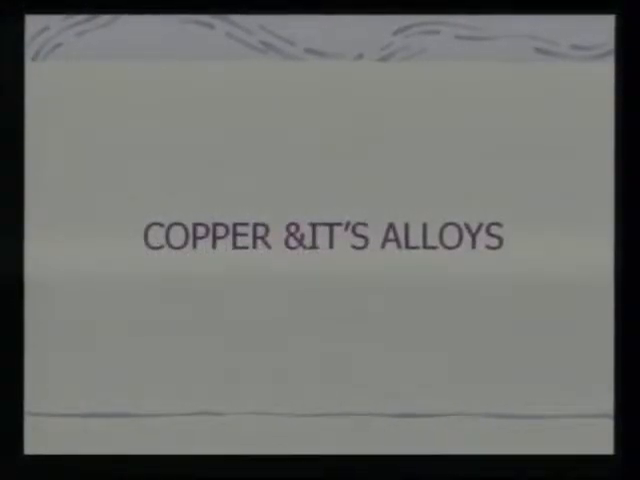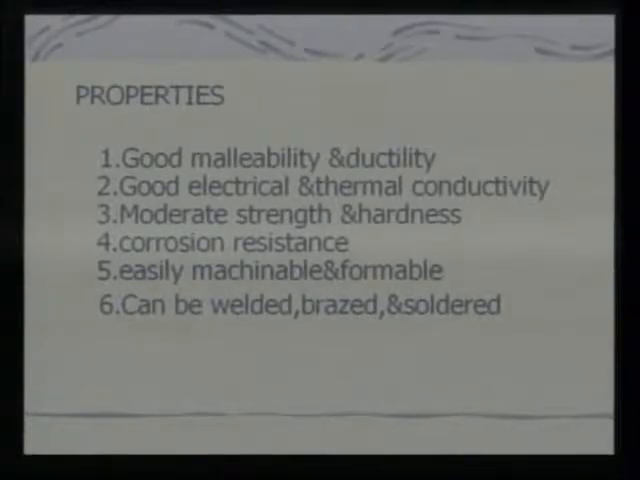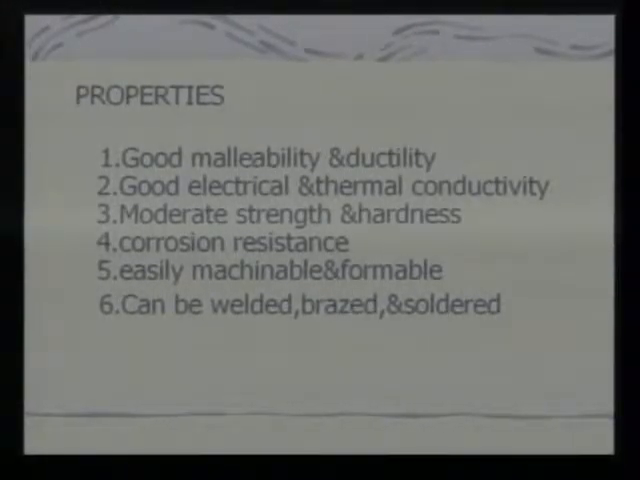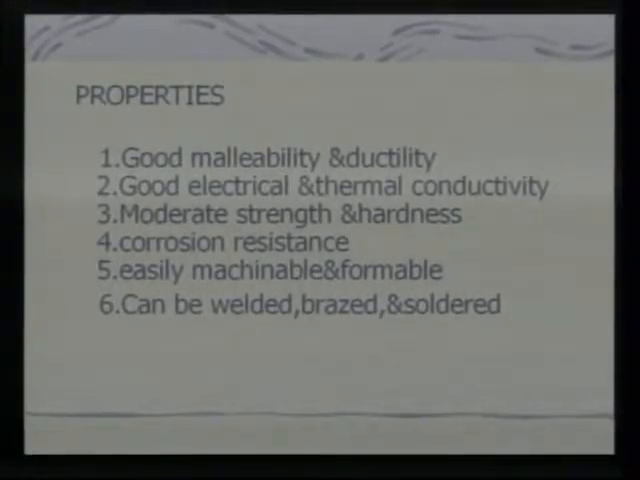Copper and its alloys. Properties are like this: good malleability and ductility, that is it can be drawn into sheets and plates as well as wires. Good electrical and thermal conductivity, moderate strength and hardness, corrosion resistance, easily machinable and formable, that is by machining it can be shaped to any required size and shape. Formability means it can be mechanically shaped to the required size and shape.